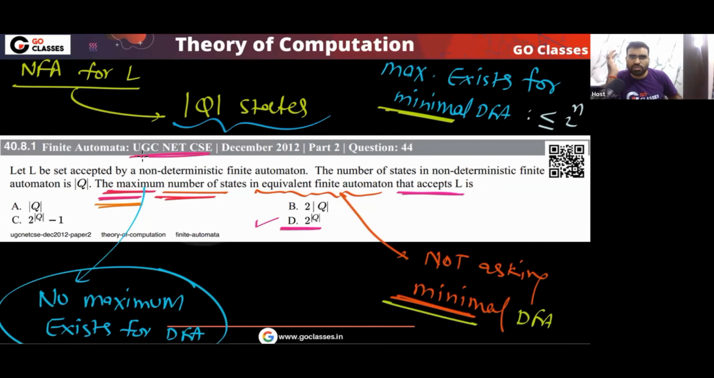See, this is a UGC NET question, so you don't have to worry about it. What is the reason? Because if you see all the GATE exam questions, they are mentioning equivalent minimal DFA. Did you notice one thing? So far, we have done all the GATE exam questions. In those questions, did you notice one thing? They are always asking you equivalent minimal DFA.